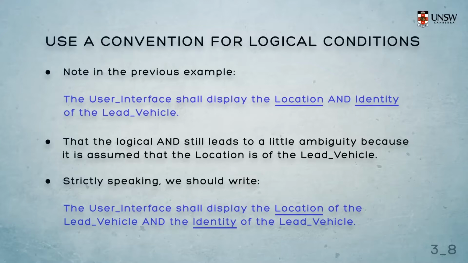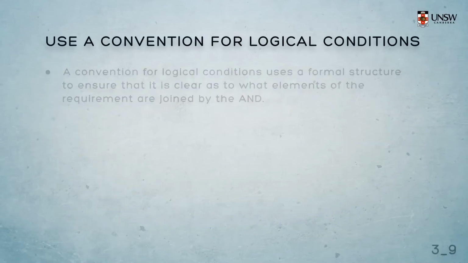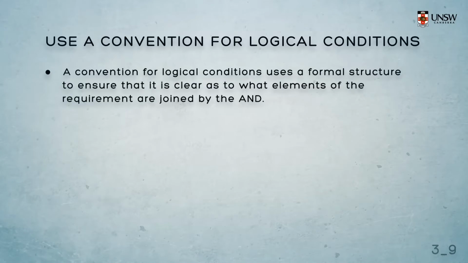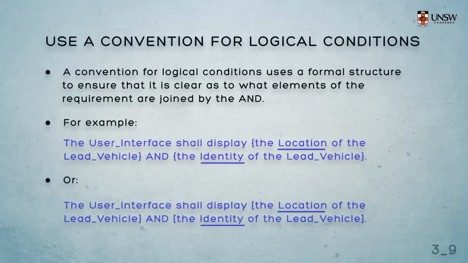That now leads to a little ambiguity because it's not clear whether the "and" joins words, phrases or clauses. To be absolutely sure that there's no ambiguity, a convention for logical conditions uses a formal structure to ensure that it's clear as to what elements of the requirement are joined by the "and" or the "or." For example, in this case, we could isolate the elements between curly brackets or square brackets so that it's clear in either of these two statements that the conditions being joined are those inside the brackets.